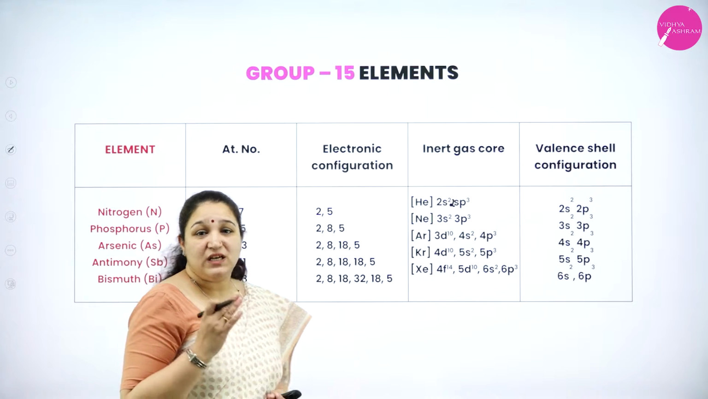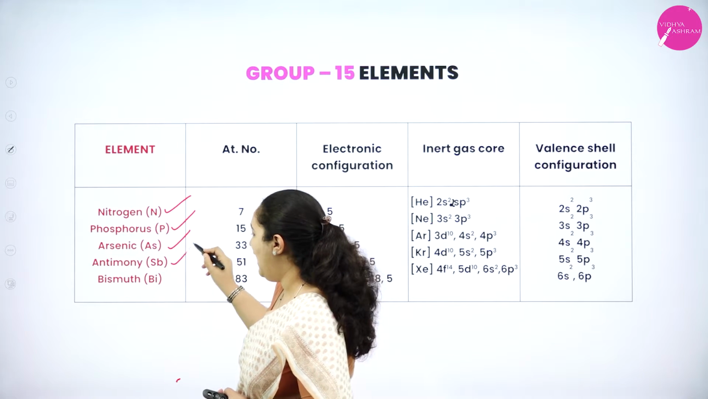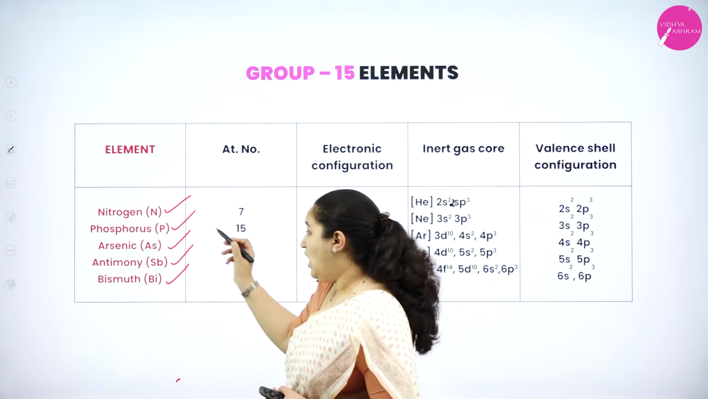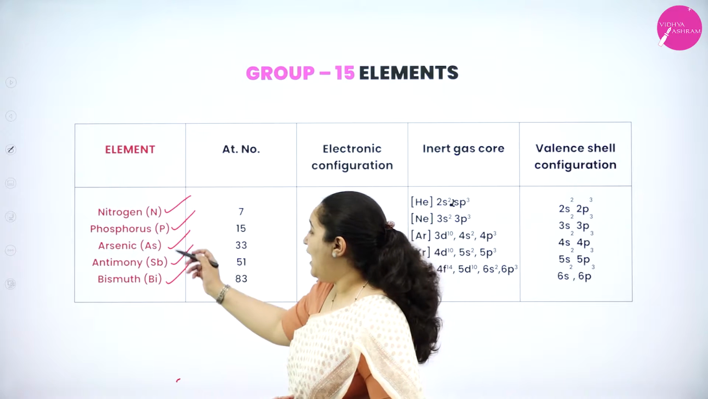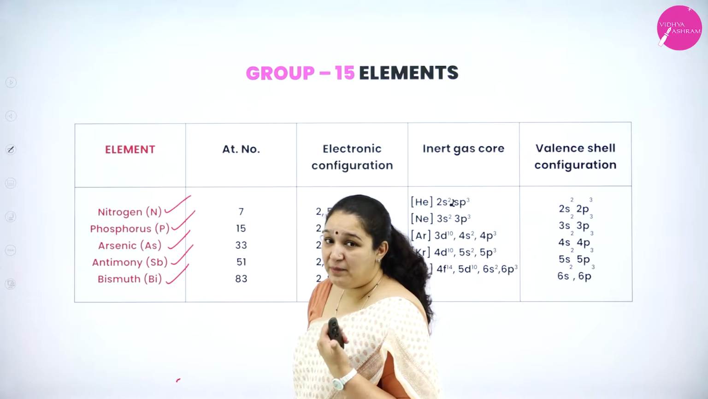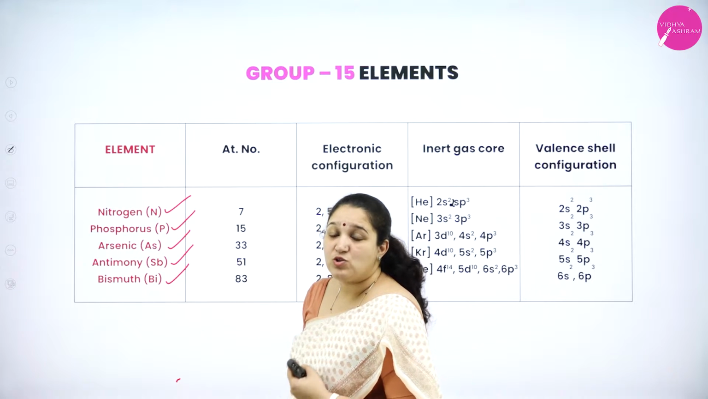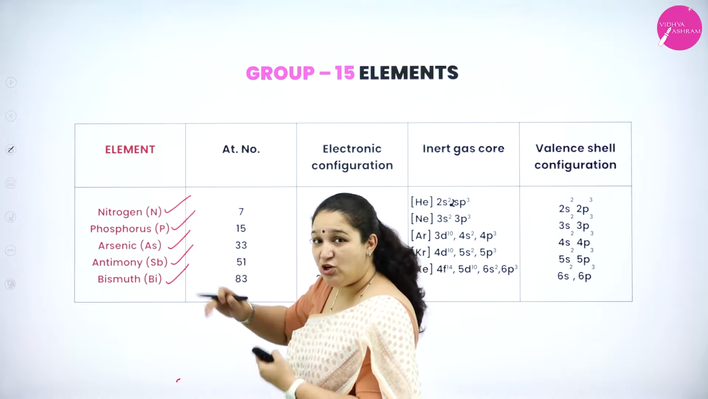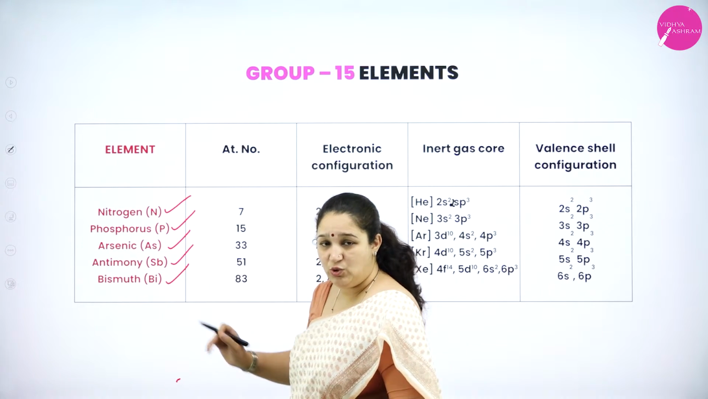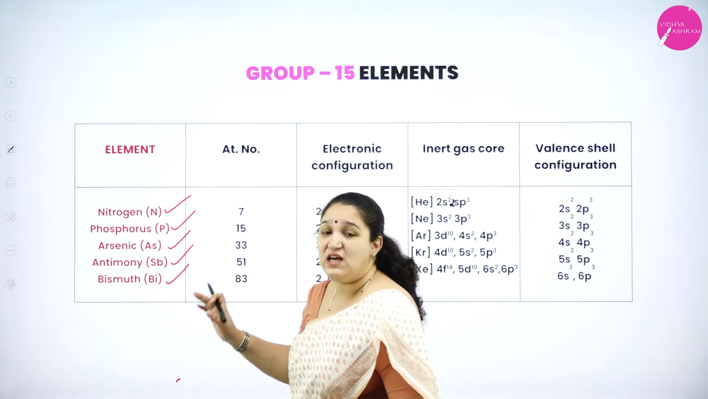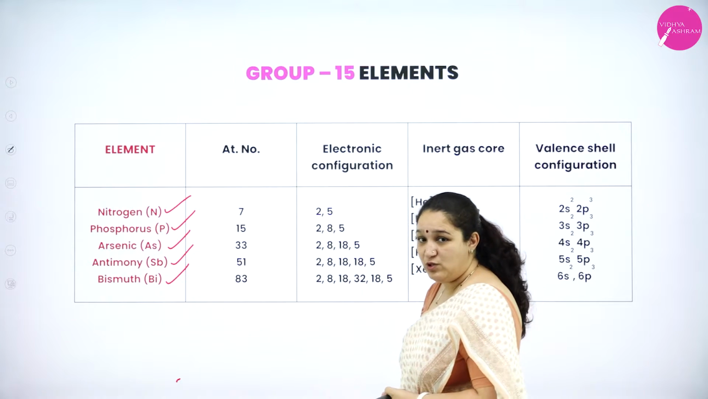Group 15 elements include nitrogen, phosphorus, arsenic, antimony and bismuth. Out of these, nitrogen and phosphorus are nonmetals, arsenic and antimony are metalloids, and bismuth is a metal. So we have a mixture of nonmetals, metalloids as well as metals in this particular group, and we call this group the nitrogen family, and their atomic numbers are as follows.